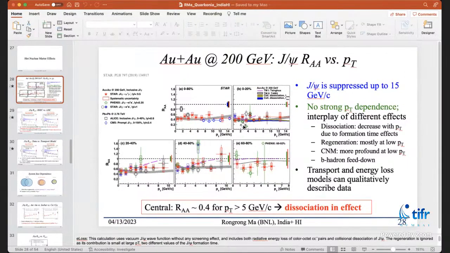Okay. It might be interesting, for example for the central collisions, to have the two contributions shown separately from the models, so that one may judge. But okay, thank you.